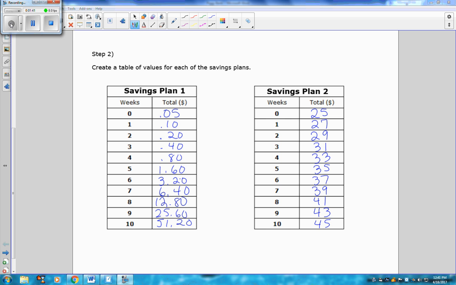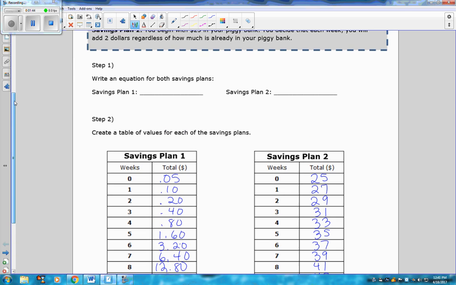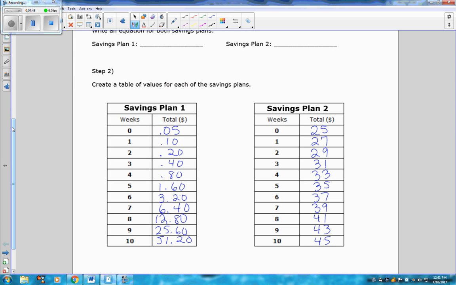Okay, now when you're comparing these, I want to see what type of an equation to write. Notice that in plan two, it's changing by the same amount each time, $2 each time. That makes this a linear function. If you have a linear function, you're going to use y equals mx plus b to write the equation. B is your initial value. That would be, in a graph, your y-intercept, and your y-intercept is what you have when x is 0. Here's the point, (0, 25), so your b is 25.